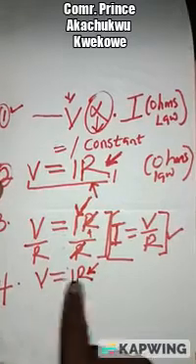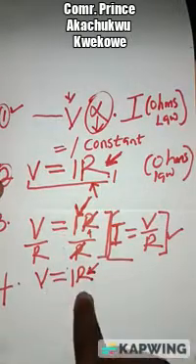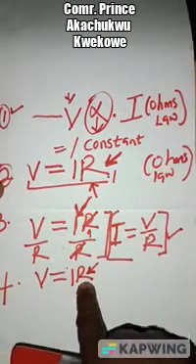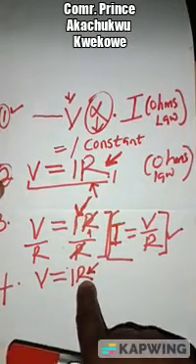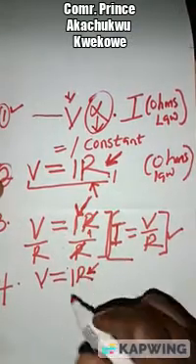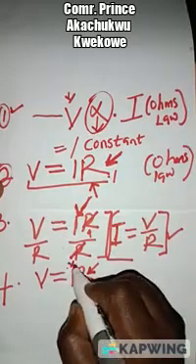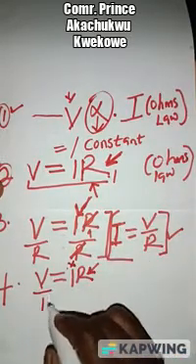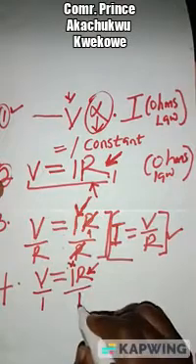Okay, so I want you to do that for me. You can attempt that by yourself so that you practice whatever you're learning. So we've got that R is to be made the subject of the formula, meaning that we need to eliminate this I. To do that, we divide both sides by I.